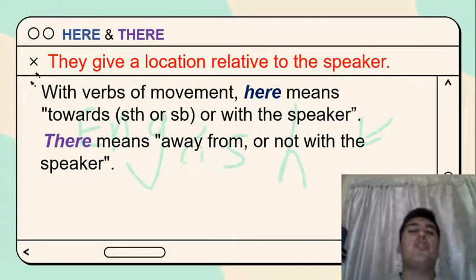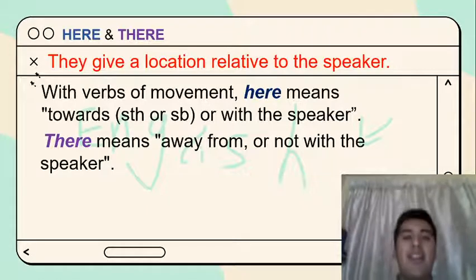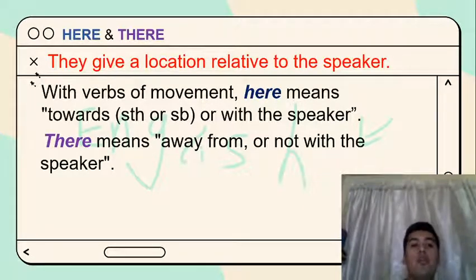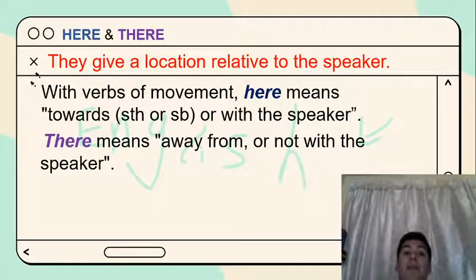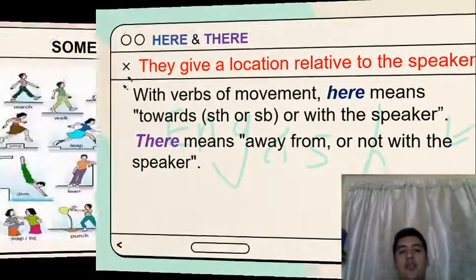Now, the first is very important. Here and there give a location relative to the speaker. The speaker is me. With verbs of movement, here means towards or with the speaker, and there means away from or not with the speaker. Don't worry, you will see the difference in the examples.